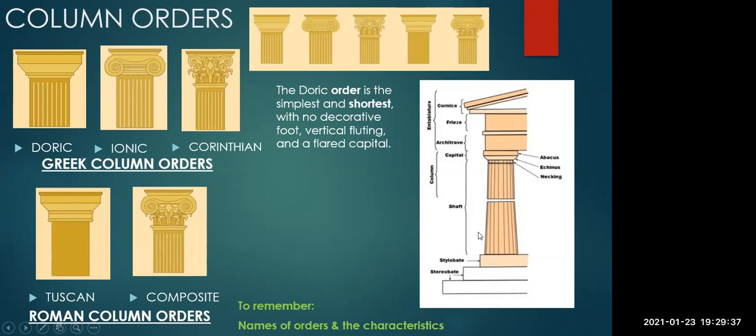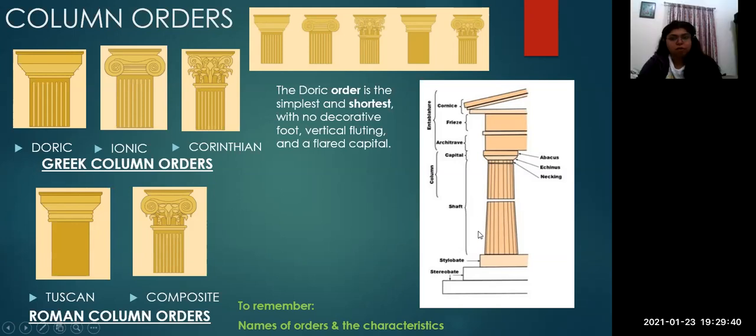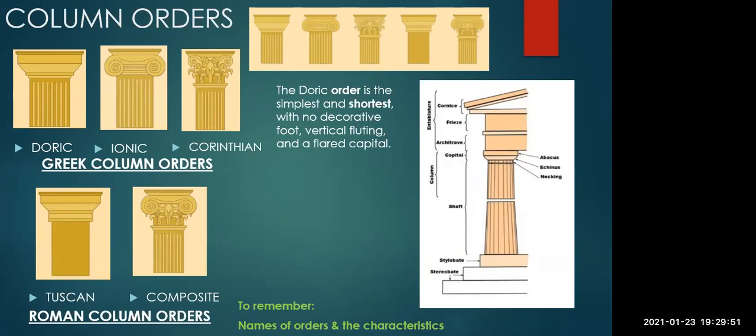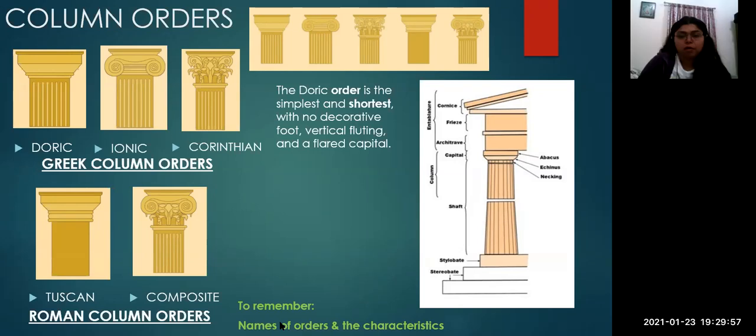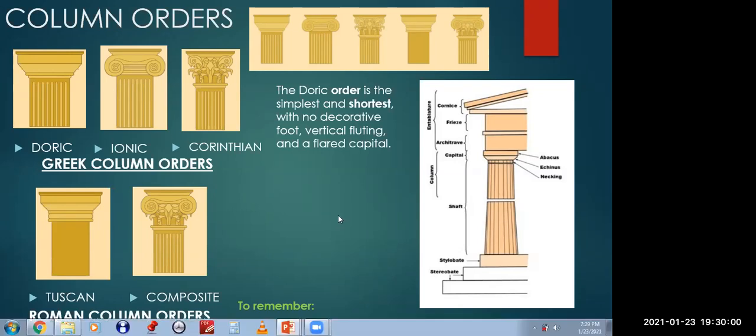If I ask you, what are the parts of the entablature? Can somebody tell me? Can you guys hear me? The cornice, frieze, architrave, and the capital. No, it consists only of the cornice, frieze, and architrave. The capital and the shaft are part of the column. Okay? Yes? Okay.